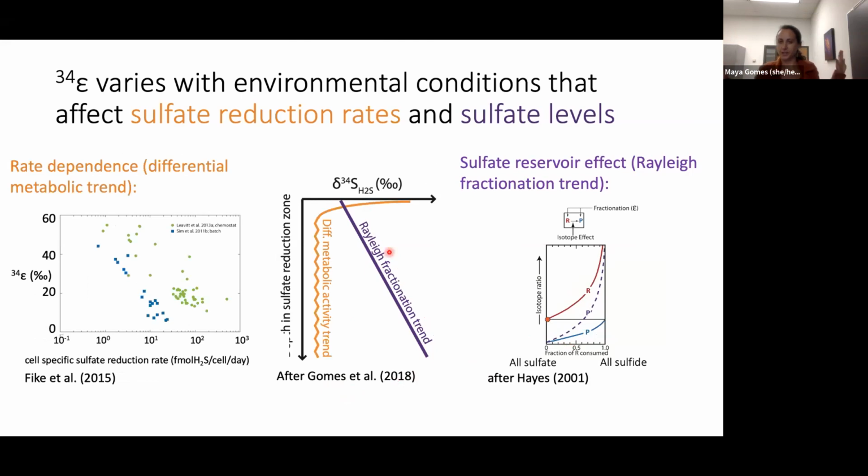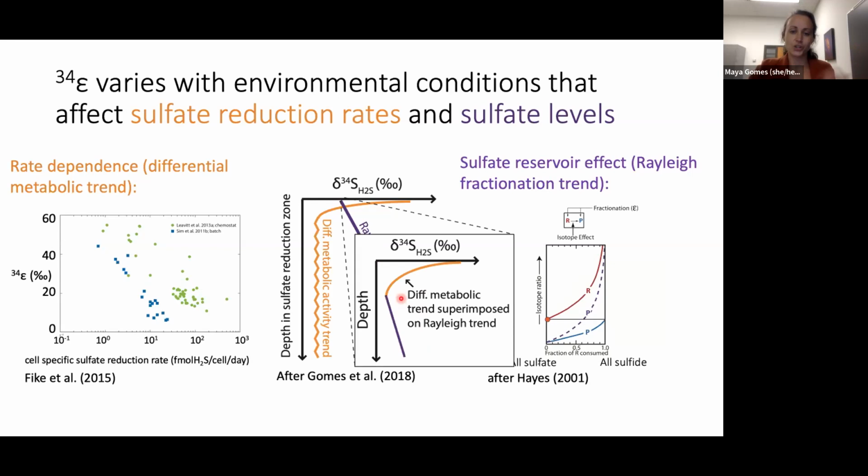So I like to think of these two things as end members, right? So in reality, natural systems are more complicated than these sort of end members that we like to talk about. But I do think that these are useful in the way that we think about sulfur isotope variability with depth in a system. And the truth of the matter is, looking at the scale that you look at also matters. So it's definitely possible that you could have this differential metabolic trend superimposed on the Rayleigh trend if you're able to look at the top of the zone of sulfate reduction at really fine resolution. So scale also matters in terms of what signature you're capturing and what it might indicate. And so again, these are two end members. In most systems, probably both of these processes are operating. You just have to figure out which one is more important.